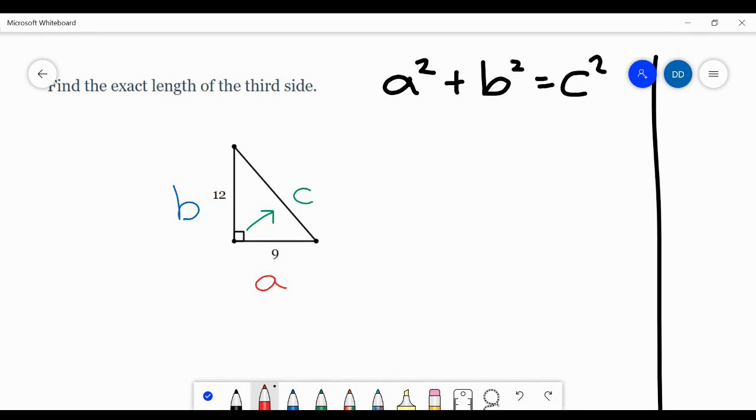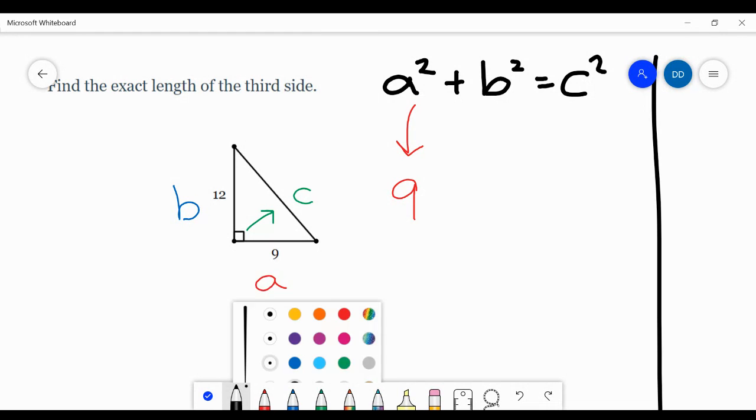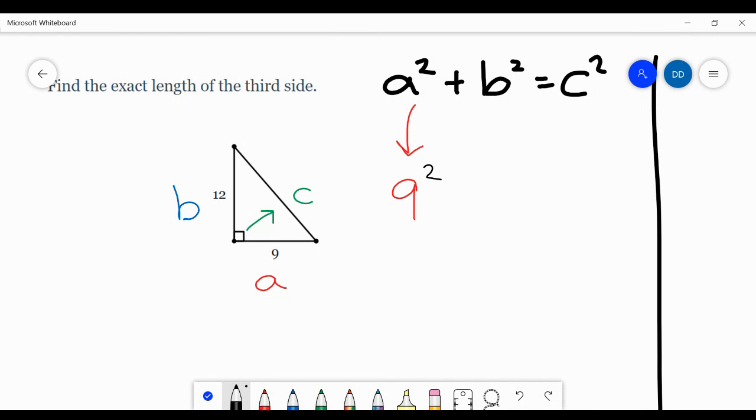So now I'm going to plug these in. So this is A squared. We know A is equal to 9. So that's 9 squared. Plus, now we know our B value is 12. So instead of writing B, I'm going to write 12 squared, equals C squared. Like we said, we don't know what C is, so I'm going to leave it as C.